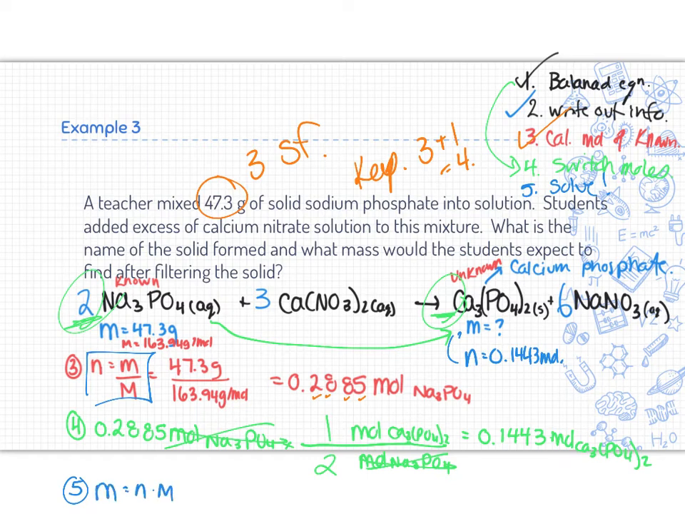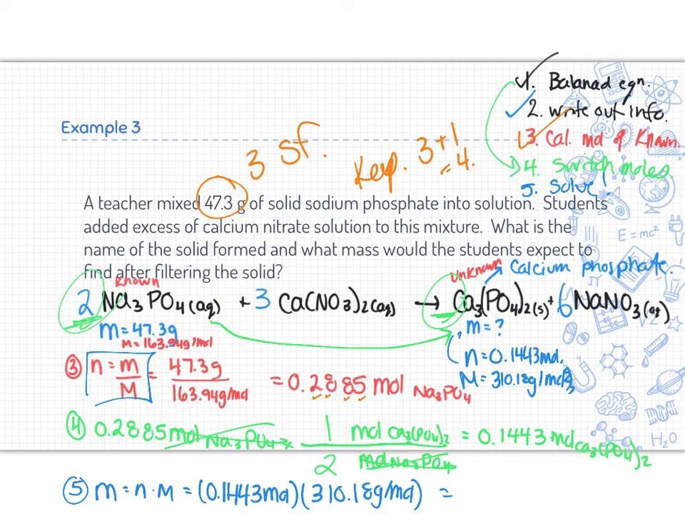Let's pause and take a moment to calculate the molar mass of calcium phosphate. I think it's really important that you take a moment to actually calculate this just to make sure that you're doing it properly. I got a molar mass of 310.18 grams per mole. So we're going to take our moles that we just calculated, 443, and we're going to multiply by that answer.